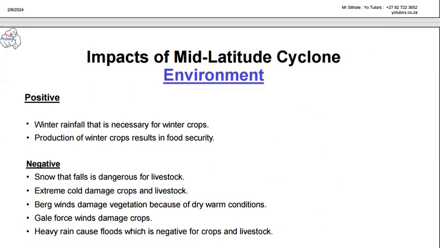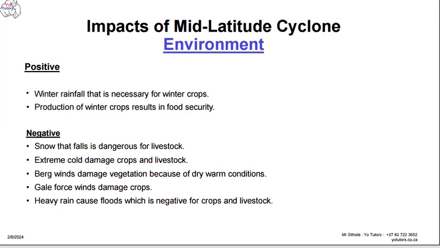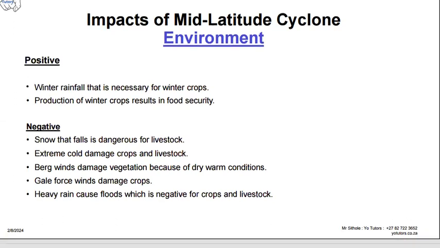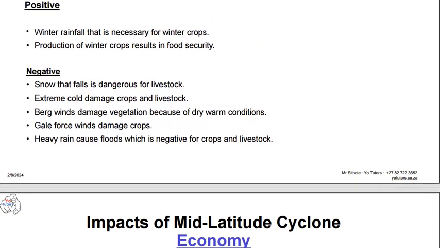Then we also have the impact on the environment. Winter rainfall is necessary for winter crops. That's the advantage. We can grow winter crops and then we have enough water. Then production of winter crops results in food security. Once we have winter rains, it means that we are also going to have crops in winter.